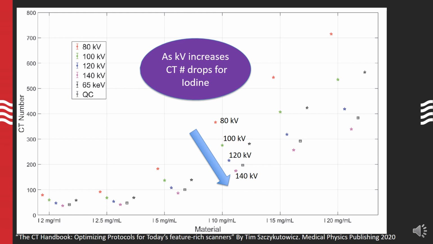So here's what you need to know to pass your boards, right? As KV increases, CT number drops for iodine. Or another way to ask this is, you want to enhance iodine for a CTA or something, lower your KV.